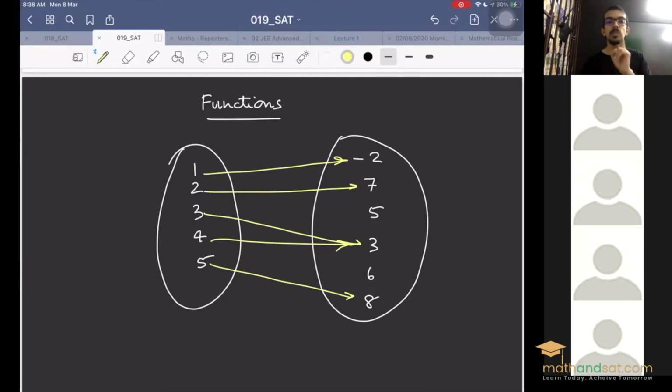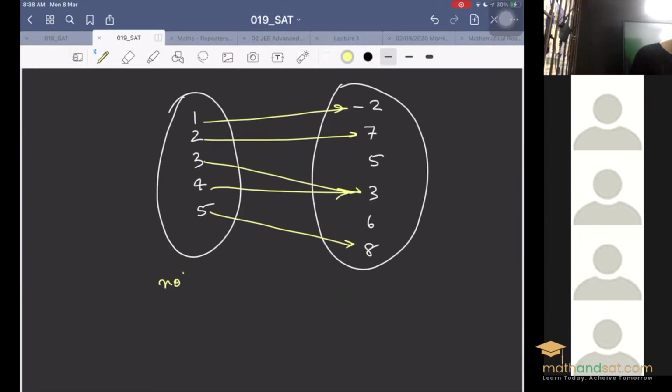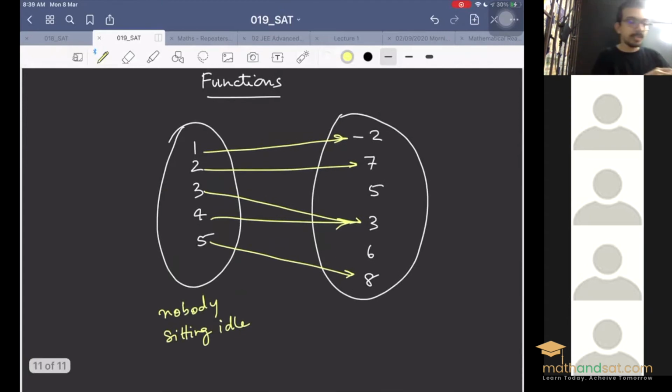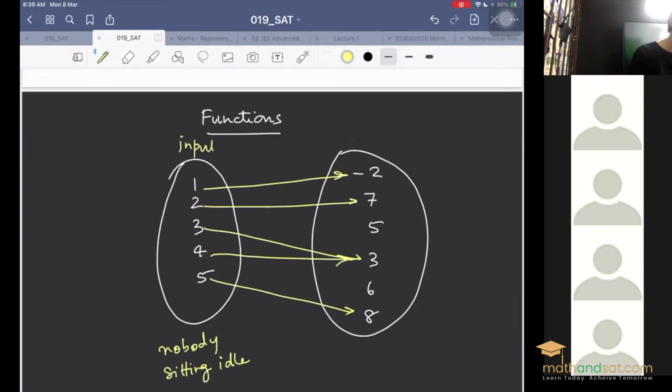You have to note two things here. First of all, in the first set of numbers, every number is being paired to some number. Nobody is sitting idle here. Everybody is getting paired. That is one thing you should note. Second thing is, you can also consider these as inputs and outputs. For an input, there is an output. You can consider it that way as well. But for the time being, we are going to consider them as two sets of numbers. This is set A, this is another set B.